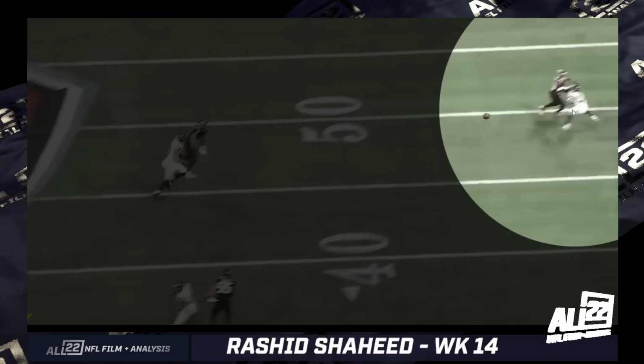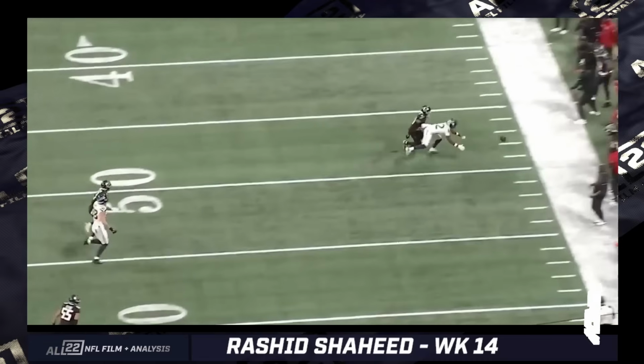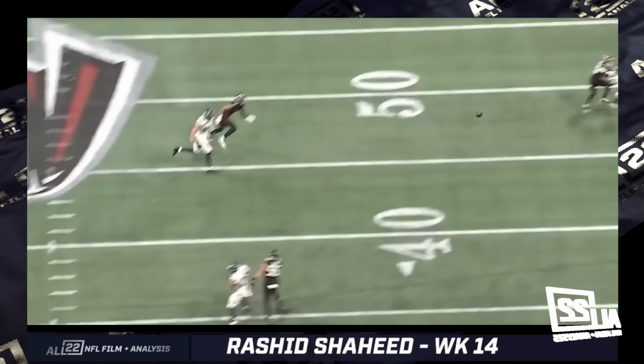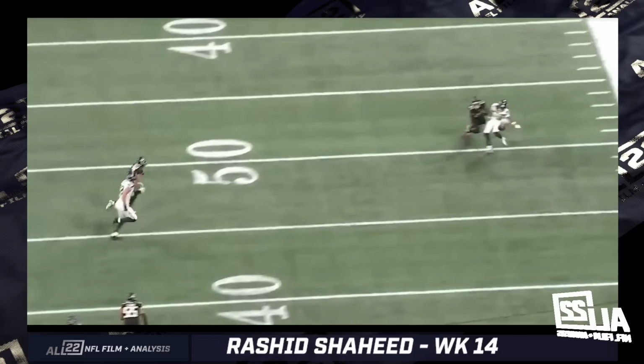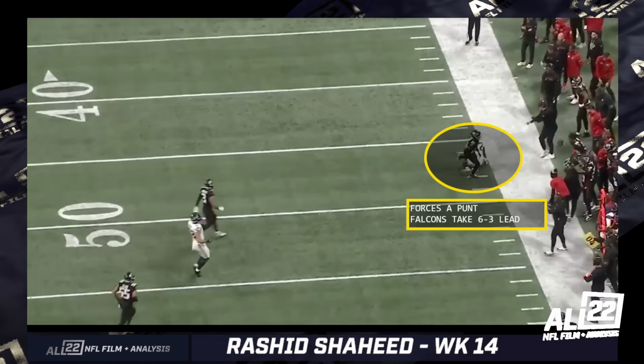There's a little bit of a hand fight at the top of the route for Shaheed. He's unable to get the win, really only able to get one hand on it. Low percentage play at the end of it, and they're forced to punt. Atlanta takes a 6-3 lead.